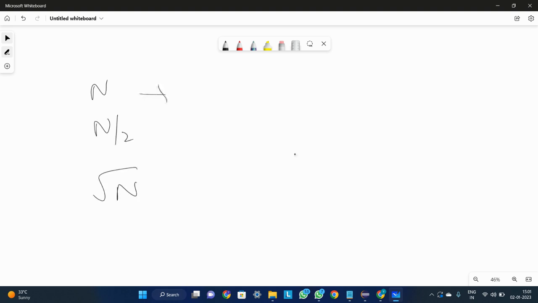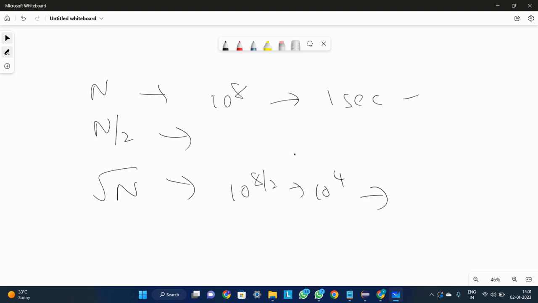So by reducing the iterations, I am reducing the time complexity. For example, if the input is very huge, say n is almost 10 power 8, it will take almost 1 second. For n by 2 it will take less. If it is root of n, then for 10 power 8, the root is 10 power 4, so the work is decreased hugely. So we are reducing the time complexity.